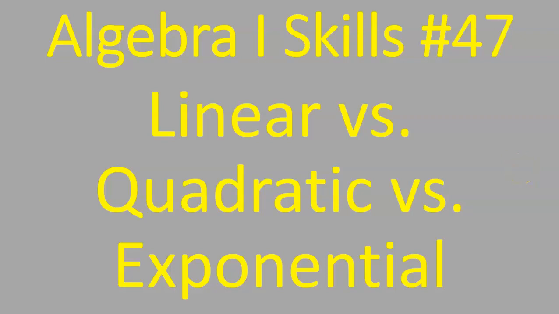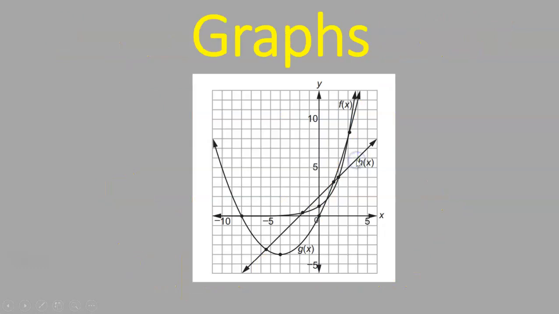Algebra 1 skills number 47, linear versus quadratic versus exponential. Okay, so we look at the three and study them, and now we're going to compare the three. Here's a look at the graphs. You should be able to pick out which one's which, though they're intertwined.